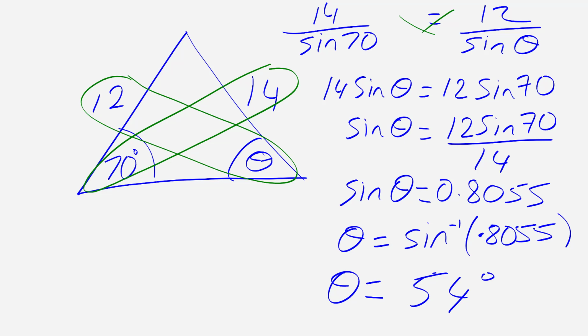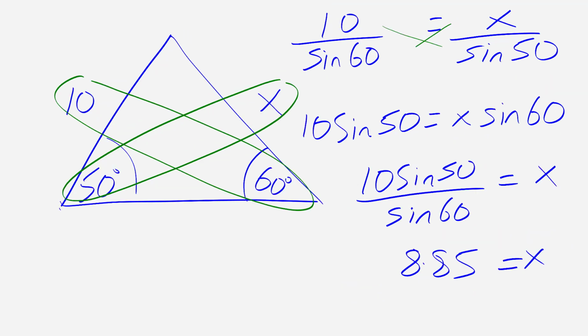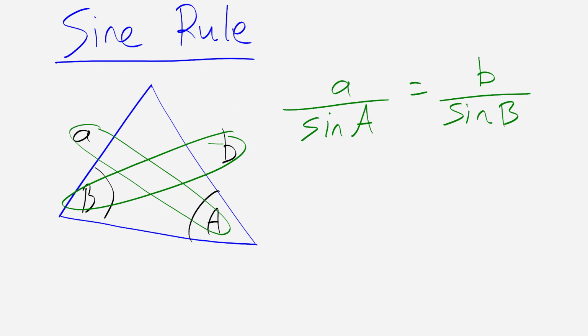So yeah, that's the sine rule. It's a fairly straightforward rule. Use that if you have a non-right angle triangle generally. You can use it in right angle triangles, but it's unnecessary. And it's all about creating links between sides and the opposite angle.